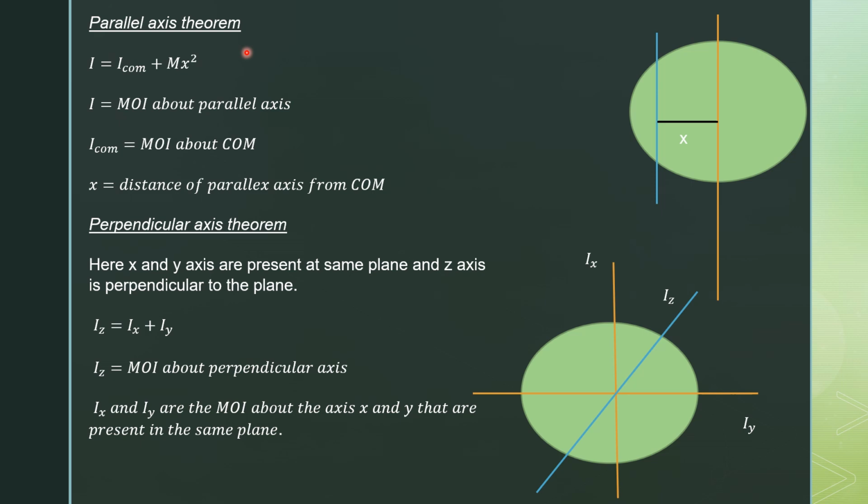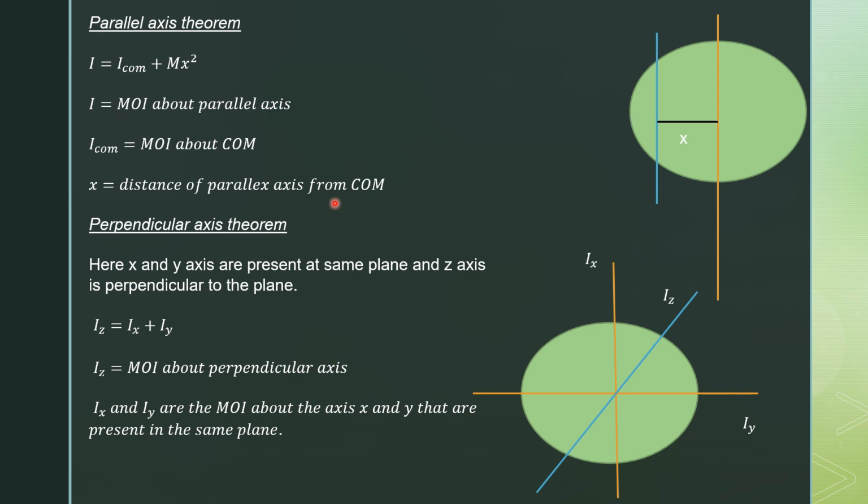Then there are two theorems. First of all, the parallel axis theorem, and second one is the perpendicular axis theorem. The parallel axis theorem says that I is equal to ICOM plus mx square. Here I represents the moment of inertia about the parallel axis, that is the moment of inertia over here, and ICOM is the moment of inertia about the center of mass, that is the moment of inertia about this axis. And here x is the distance of the parallel axis from the center of mass, that is the distance between the parallel axis and the axis passing through the center of mass.